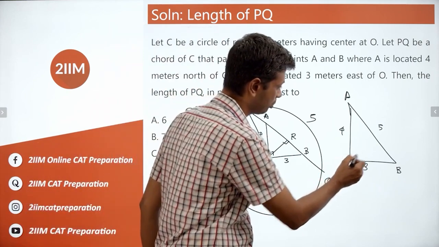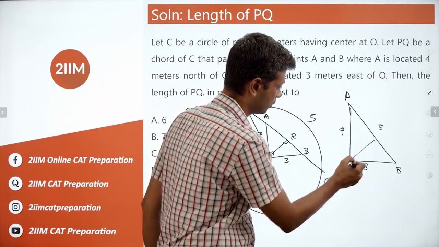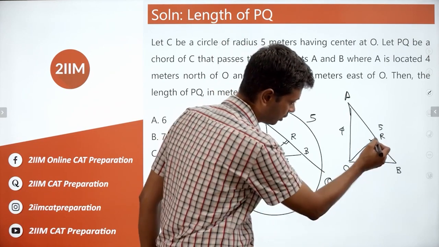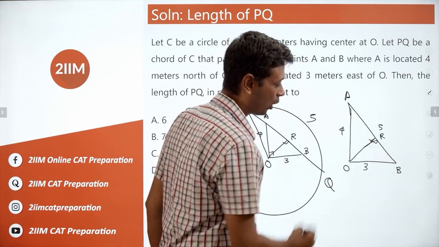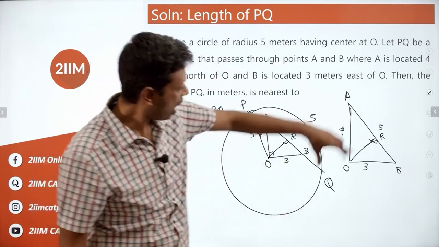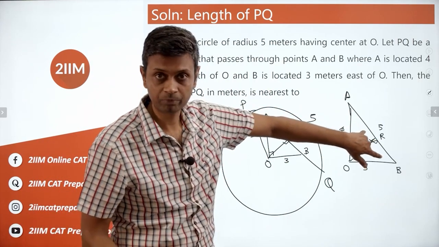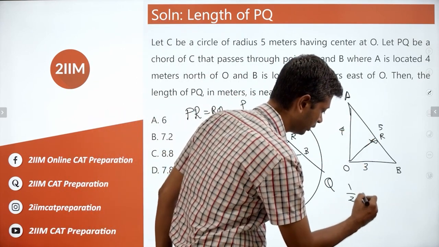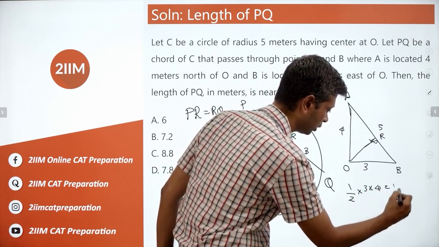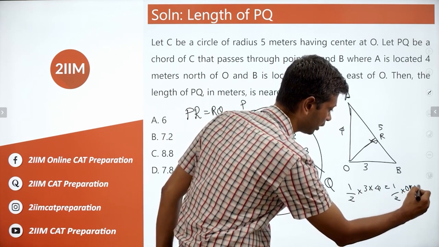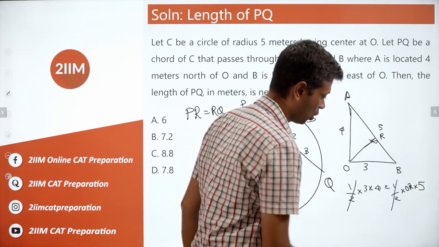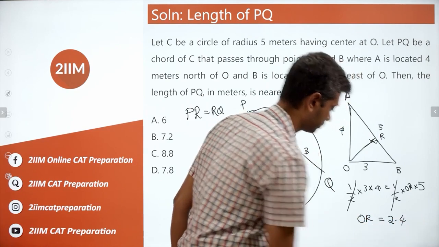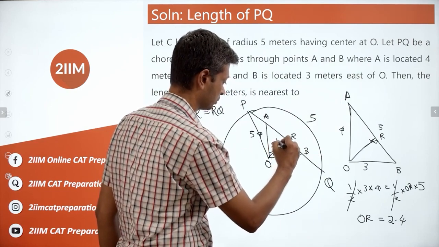From O, the perpendicular line here. This is OR. Right. Imagine this to be 90 degrees, a straight line. So this is OR. Half into base into height is area. OR is the height when the base becomes AB. So OR into 5 is 3 into 4. So half into 3 into 4 is half into OR into 5. The half disappears. OR is 12 by 5 or OR is equal to 2.4. So this measures 2.4. Now what do we do?